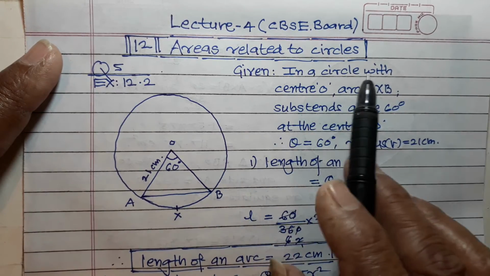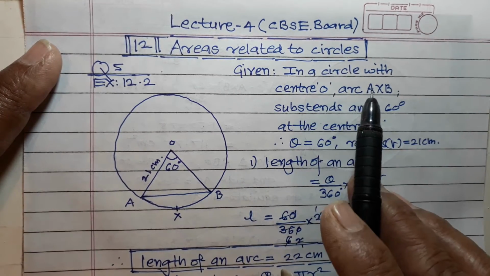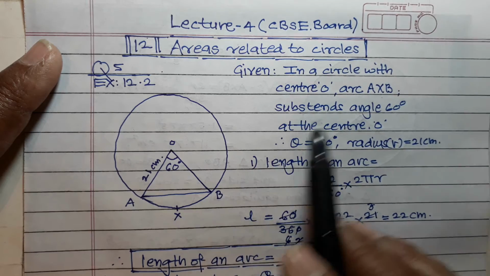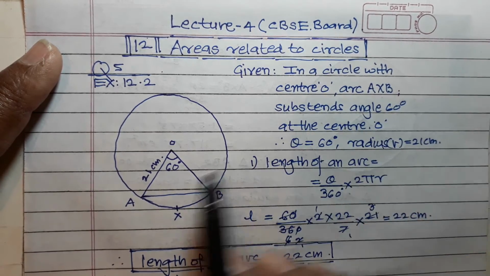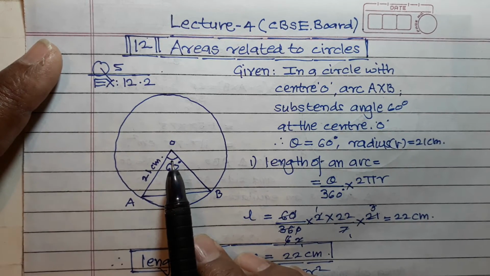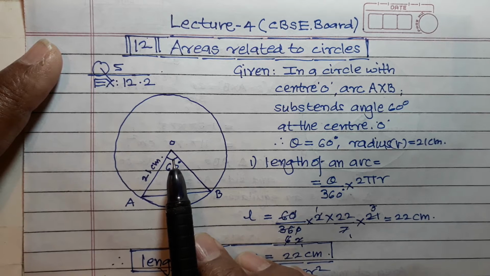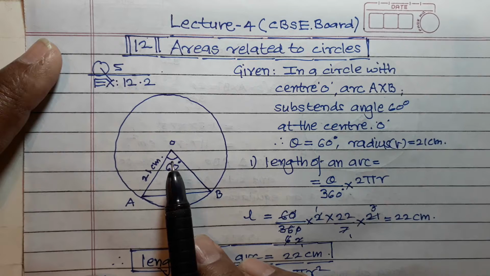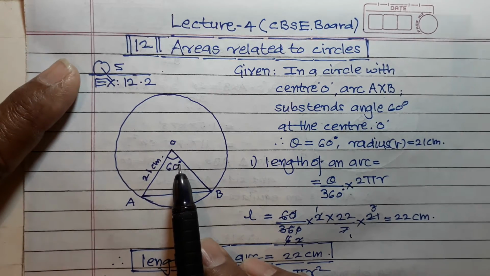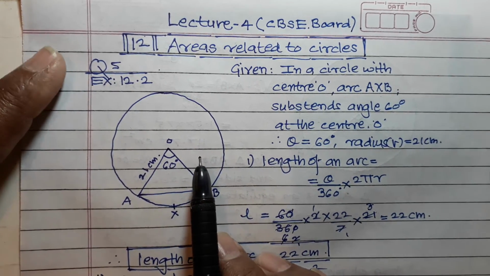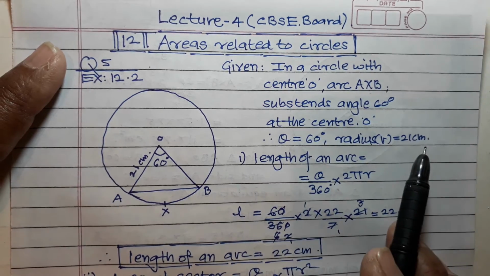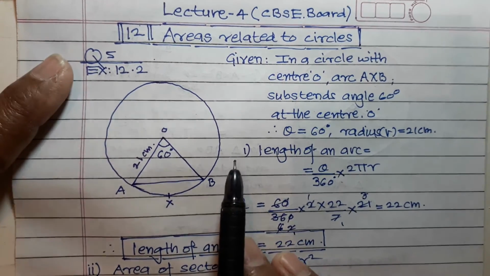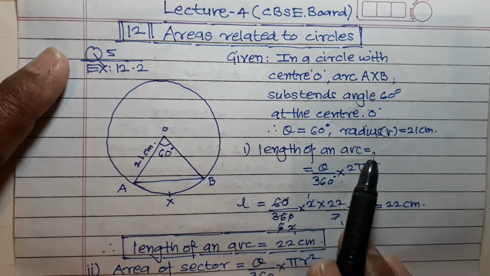Given a circle with center O, arc AXB subtends an angle of 60 degrees at the center of the circle, that is, theta is equal to 60 degrees. Radius of the circle is equal to 21 centimeters. Find the length of the arc.